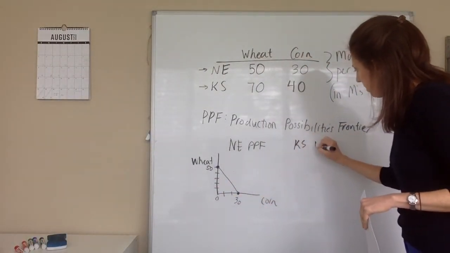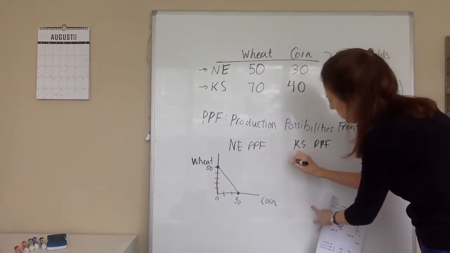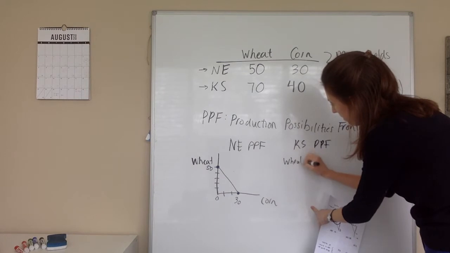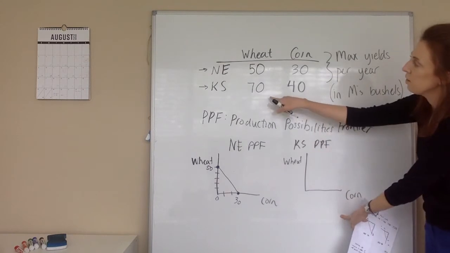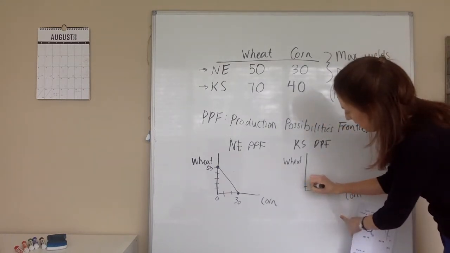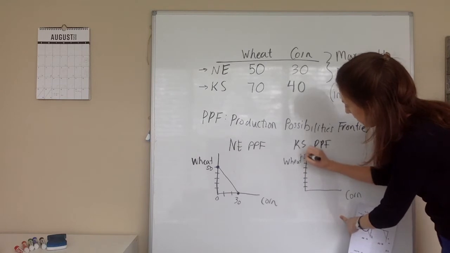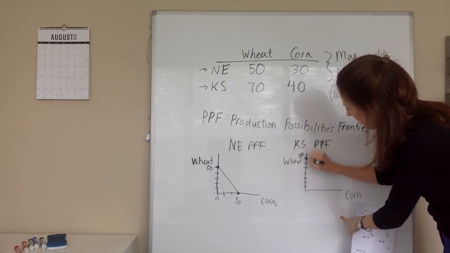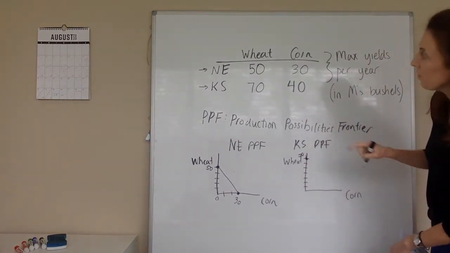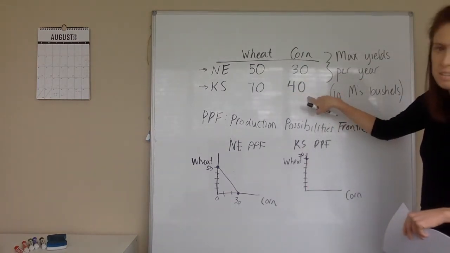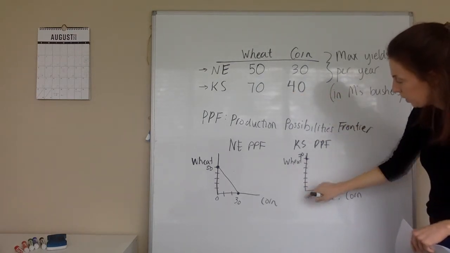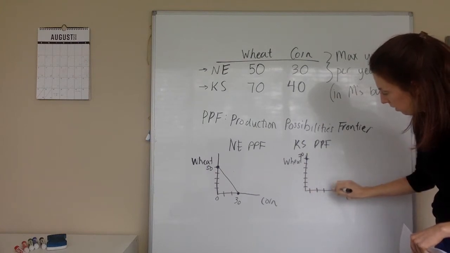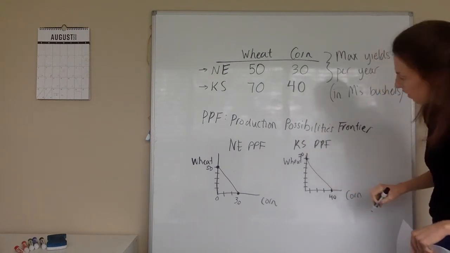So for Kansas's PPF, we'll just plot wheat against corn for consistency. And in Kansas, if we use all of our land for wheat production, we can get 70 units of wheat. So not quite drawn to scale, but you can get the idea. Or if Kansas used all of their land for corn production, Kansas could get 40 units of corn. But again, if you're using all your land for corn, then you're going to have 0 wheat. So when wheat is 0, corn is going to be 40. And then again, if you connect the dots, this gives us the PPF for Kansas.